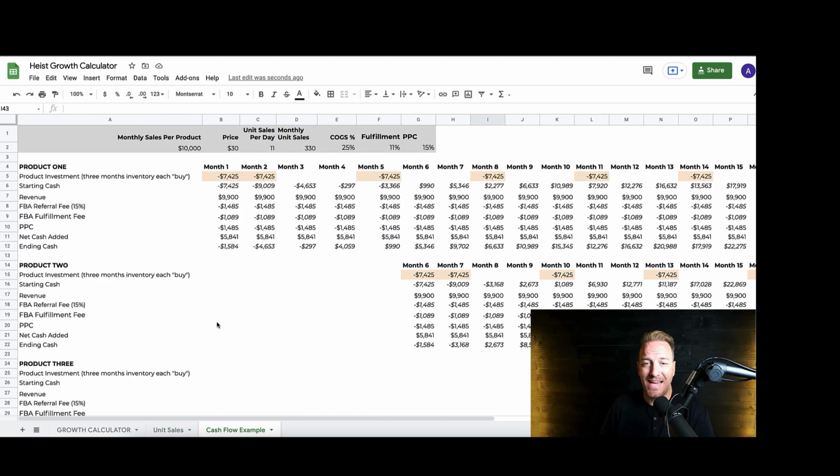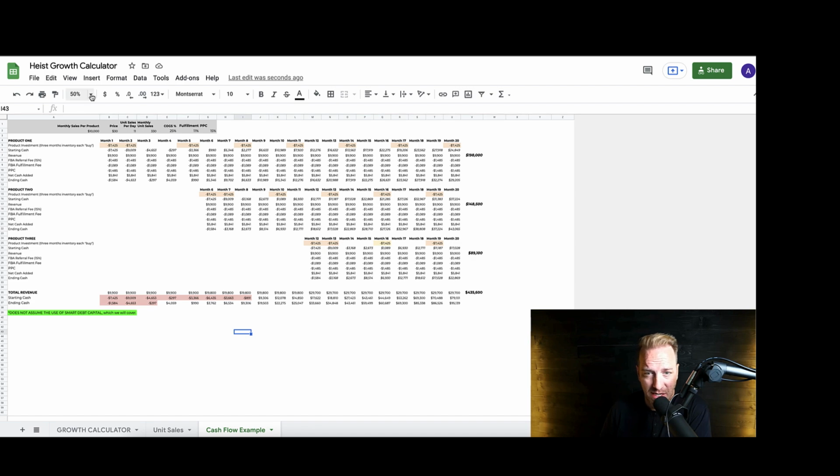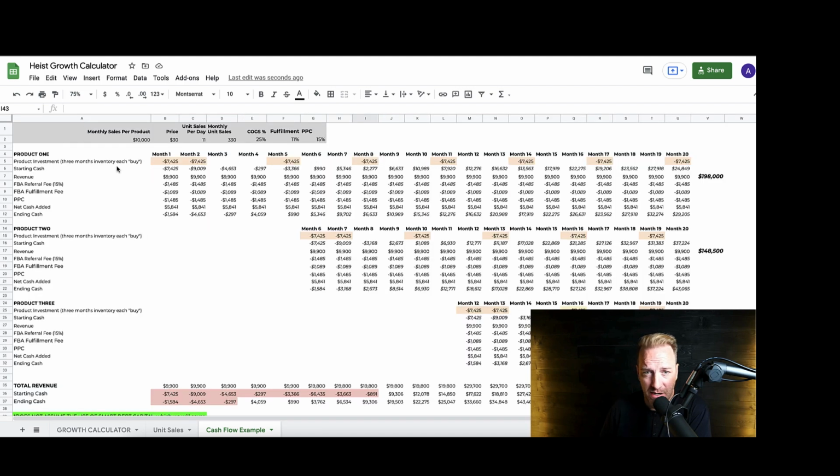Now let's look at the cash flow example. I'm going to go ahead and reduce this a little bit so it's a little bit easier to see. I'm able to do 75%. So this takes a typical product that's doing $10,000 a month, and it looks at a typical price point of $30 per unit. And then it looks at the average unit sales per day to get to that 10,000, and the average monthly sales of that product to get to 10,000 at that price point.